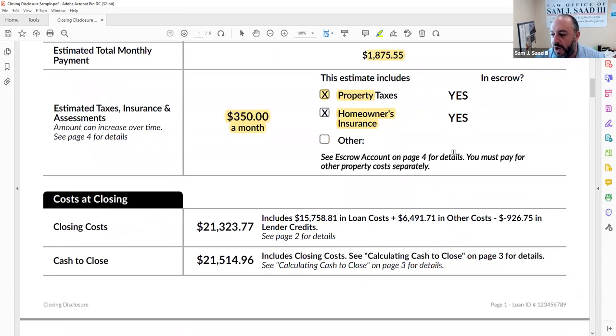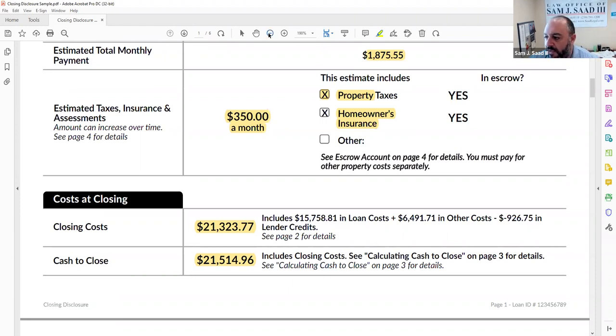Okay, the next section on page one talks about the costs of closing. The closing costs here, this $21,323.77, are the closing costs that our borrower is going to pay at closing. And it lists what's included, the loan costs, the other costs, and the lender credits. And then the cash to close, this bottom number, as we say, the bottom line, this is the number that the borrower is going to wire in for closing. So we tell the borrower to get their wire ready. This $21,514.96 number at the very bottom of page one is what we're talking about.